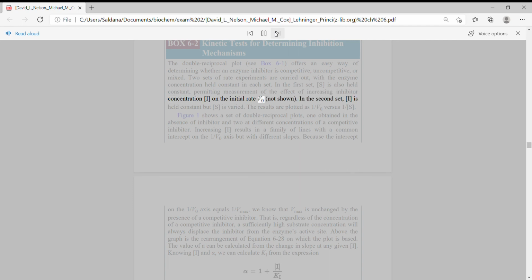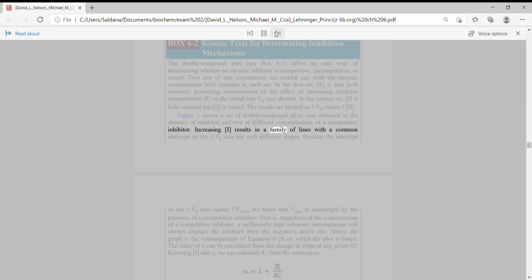the initial rate V0, not shown. In the second set, I is held constant but S is varied. The results are plotted as 1/V0 versus 1/S. Figure 1 shows a set of double reciprocal plots, one obtained in the absence of inhibitor and two at different concentrations of a competitive inhibitor.